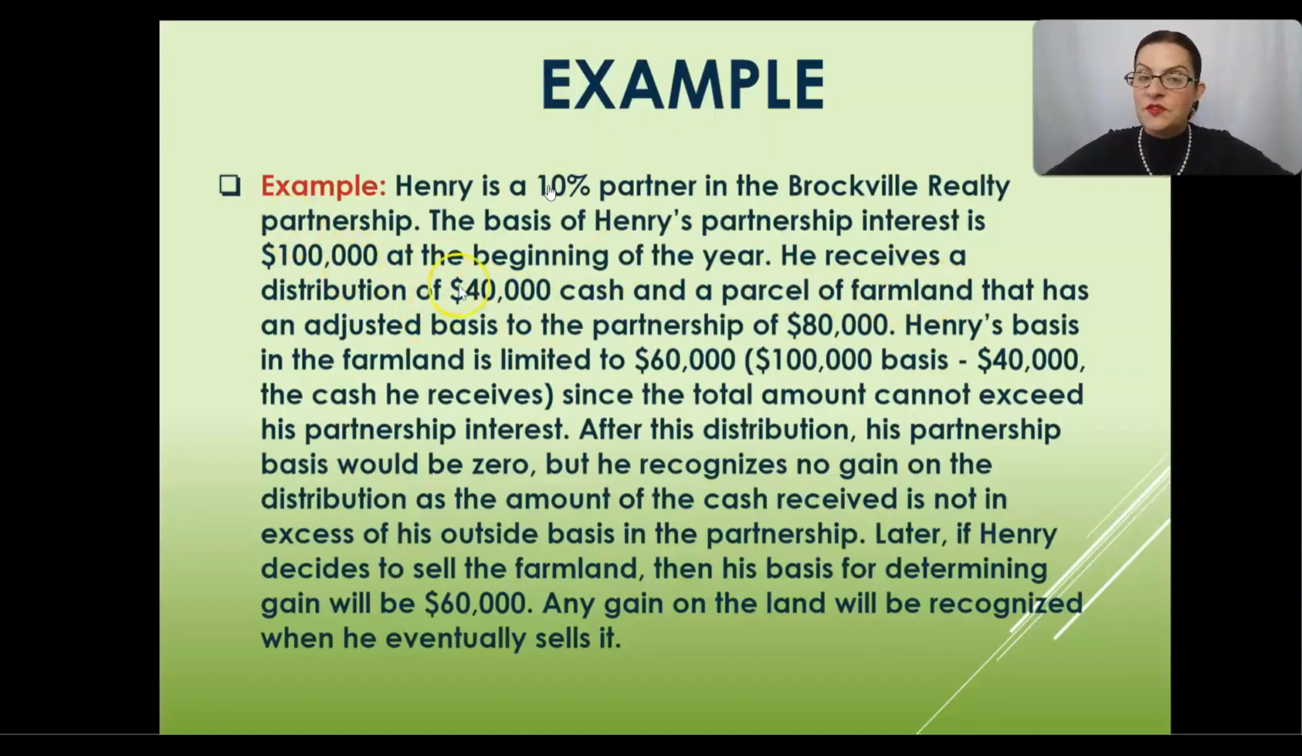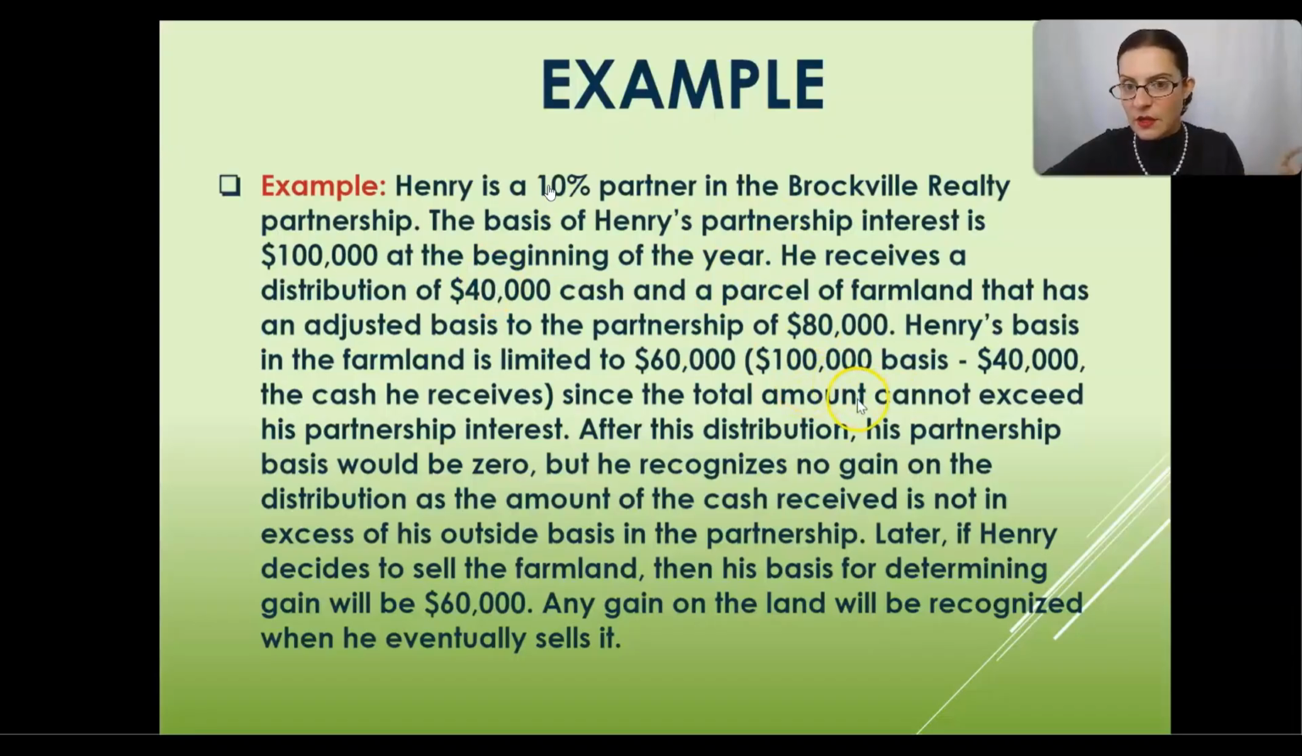He receives a distribution of $40,000 in cash, as well as a parcel of farmland that has an adjusted basis to the partnership of $80,000. Now, we tried to make this example easy because you don't have any depreciation when it's land, right? So the basis of the farmland is $80,000. So the partnership, let's say, paid $80,000 for this farmland. Henry's basis in the farmland is limited to $60,000 because he had $100,000 of basis and he received $40,000 in cash. So this is a mixed distribution. He's getting cash, plus he's also getting property.